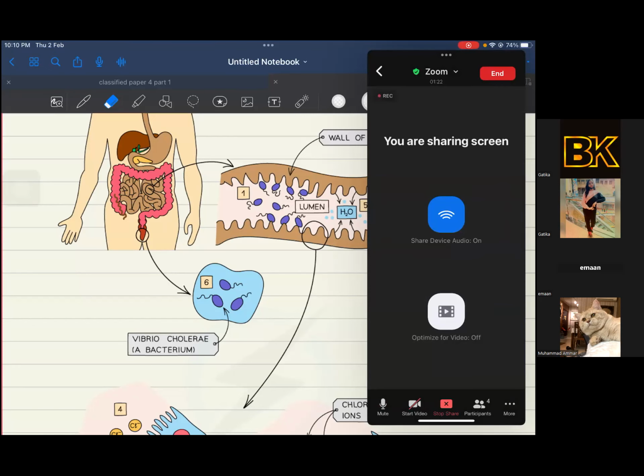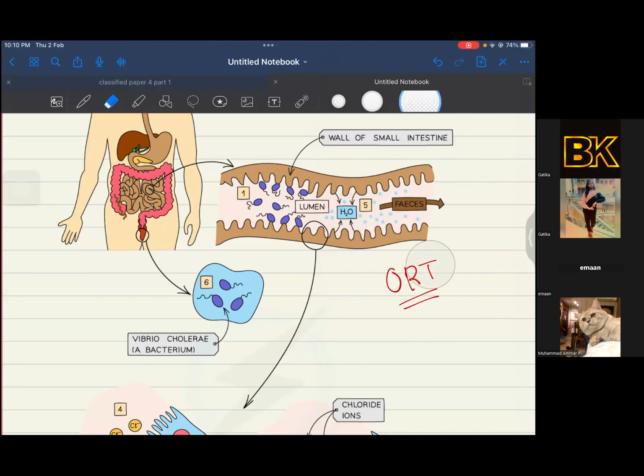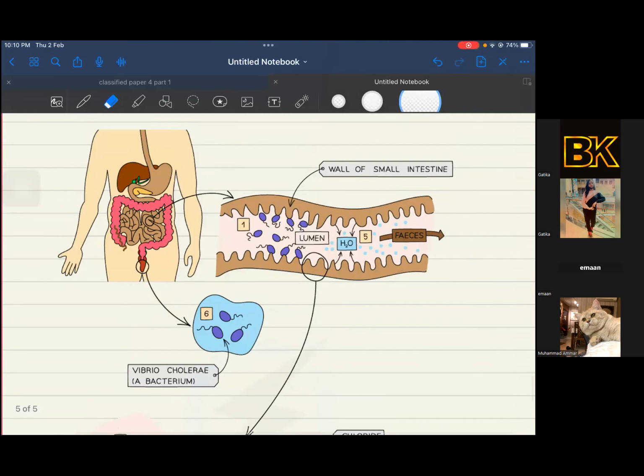Yeah. Okay. So, Iman, the first thing that happens, I'll start from step one. The bacteria comes, how did it come? From the contaminated food or contaminated water. It will come and attach itself to the wall of the small intestine. The brown one you see is the wall of the small intestine. It will attach to the wall of the small intestine.